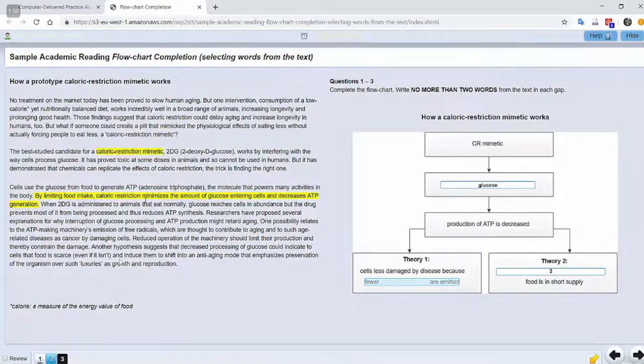So I know it goes in order. So I just keep on scanning down. I'm looking for where they're talking about... here it is right here. Researchers have proposed several explanations. So now we're getting to the theories.